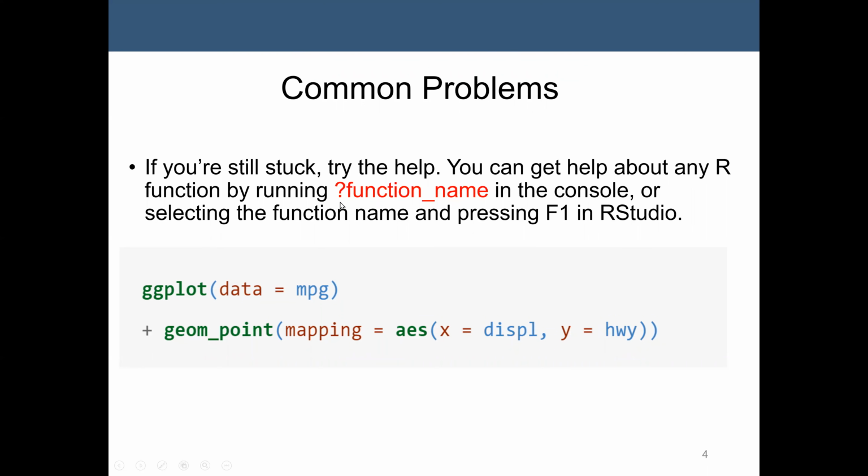Also, we can use the question mark with the function name to get help. For example, if you have any function that you don't understand, or you want to know the purpose of the function, again, you can type a question mark with the function name and press enter. You get a help page. Or if you are using RStudio, we can press the function key F1 on our keyboard. That will take us to help also. Or you can use the menu for help also.